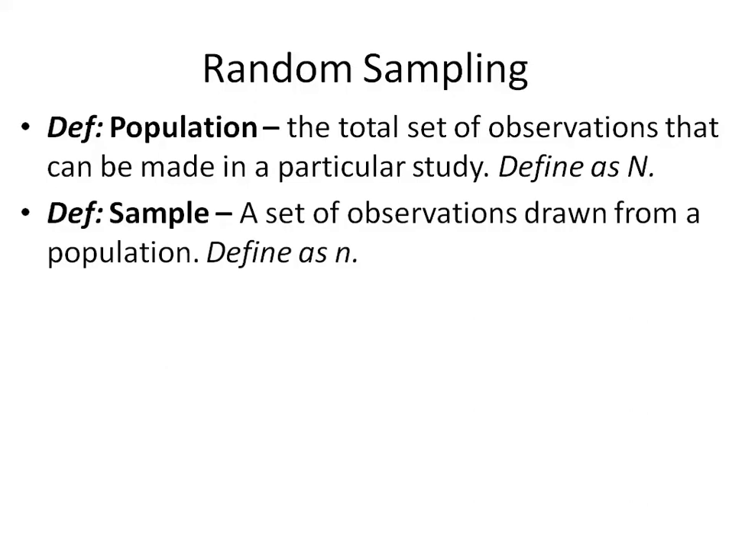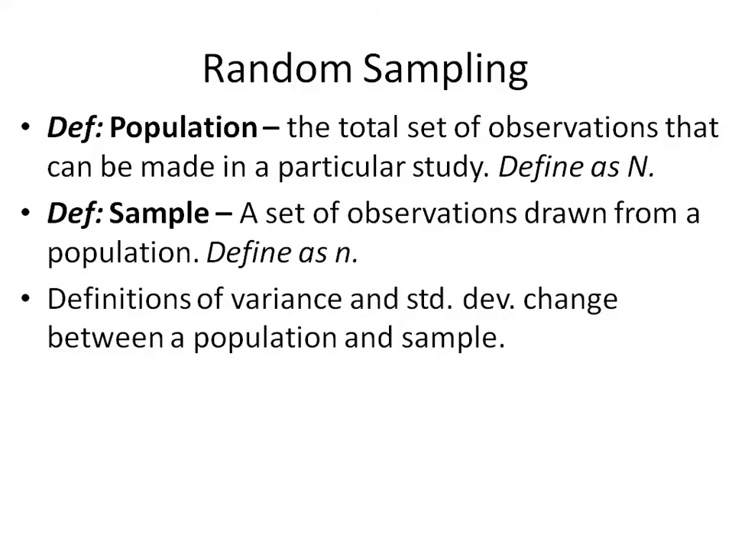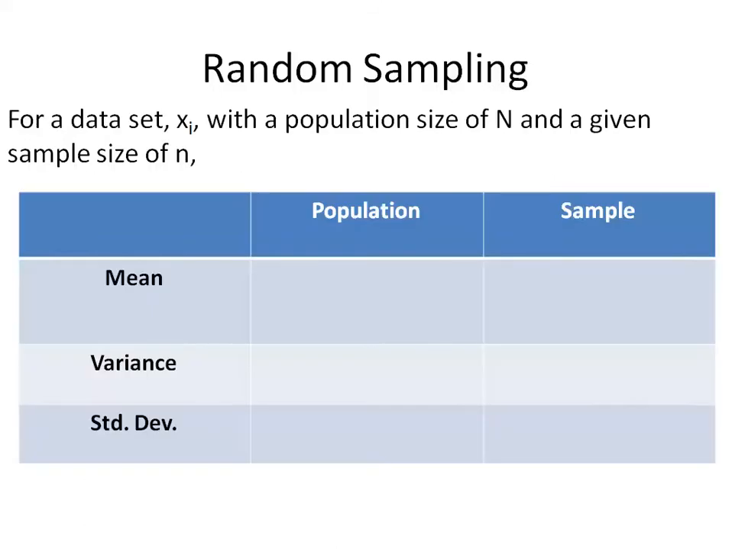Within that population, you can draw what's also called a sample, which is just a set of observations that are drawn from a population set, which we'll define as little n. And as mentioned before, the definitions of variance and standard deviation change between a population and a sample. That's something worth noting when you're going to be doing calculations for experiments in the future. So this is a little table that was built to try to describe that.